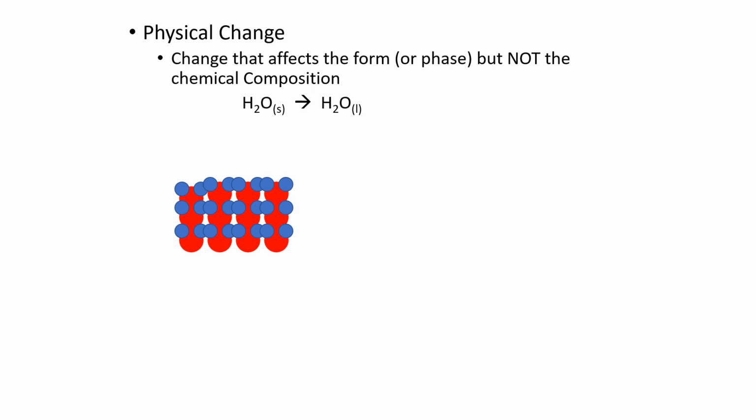So the first one we're going to talk about is physical change, and hopefully you have a copy of the guided notes. It says physical change: a change that affects the form, or in other words, the phase, but doesn't change the chemical composition. I have an example here, and I picked this example because I think we're quite familiar with it. Here's H2O, and this S signifies that it's a solid, or in other words, this is ice. There's some ice right there, and it changes into H2O, but this L signifies that it's a liquid.